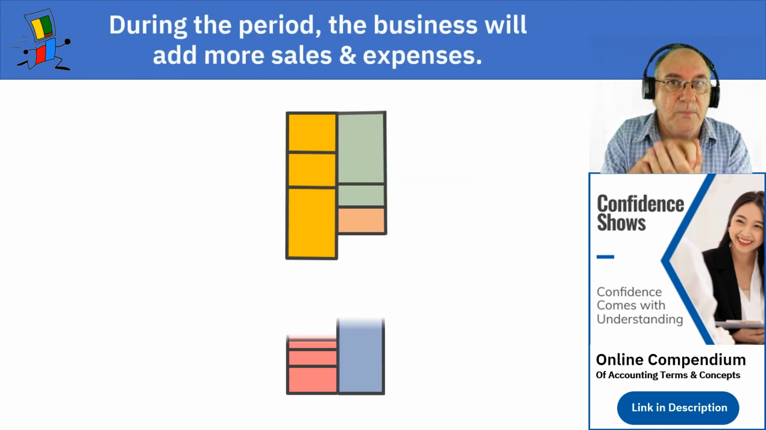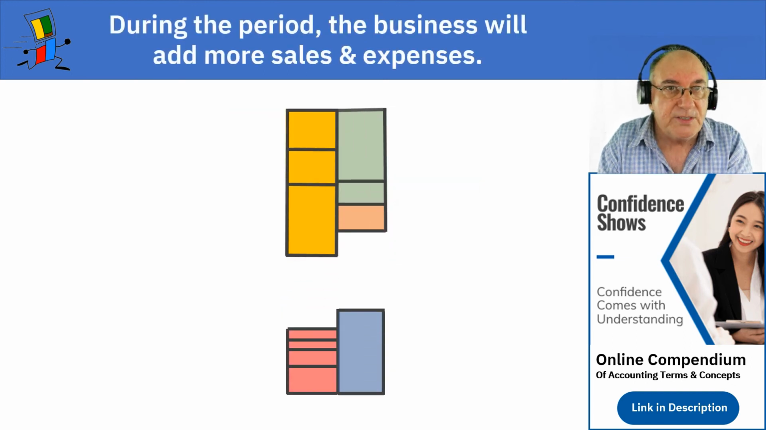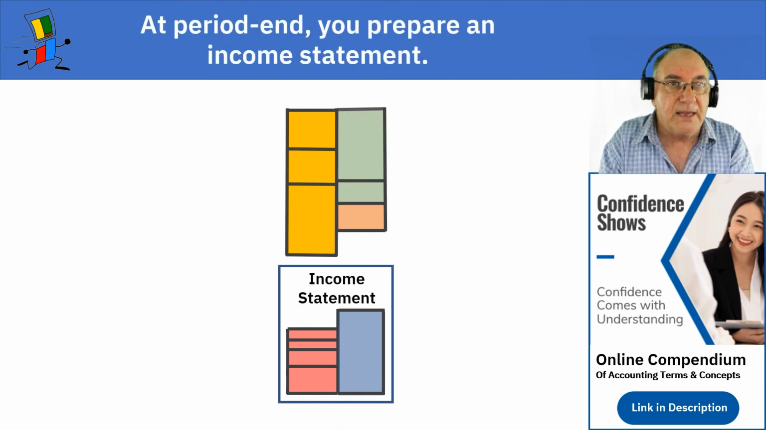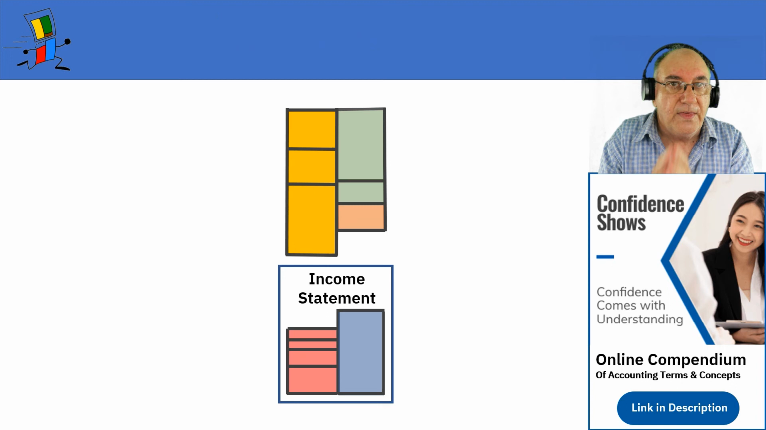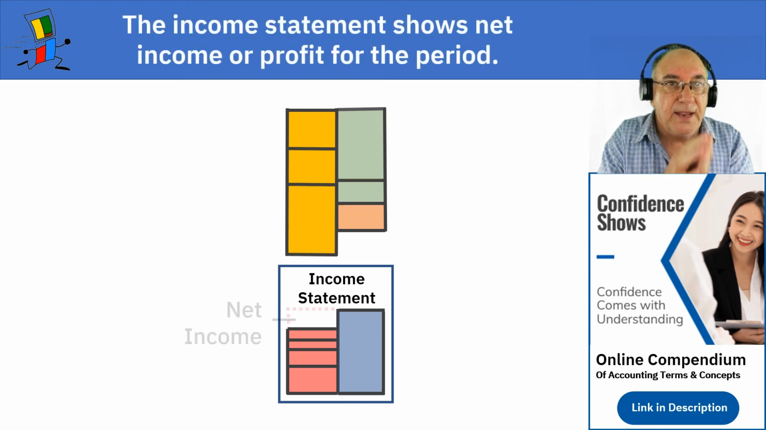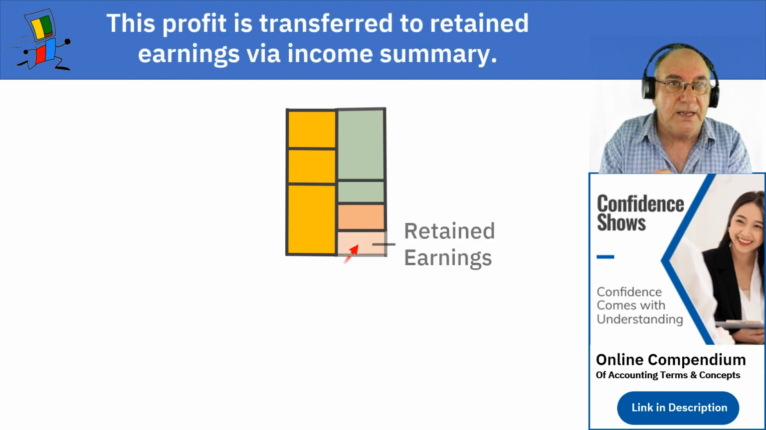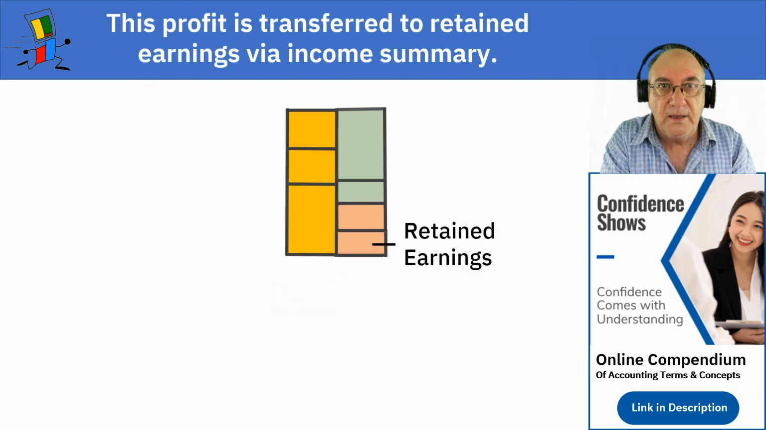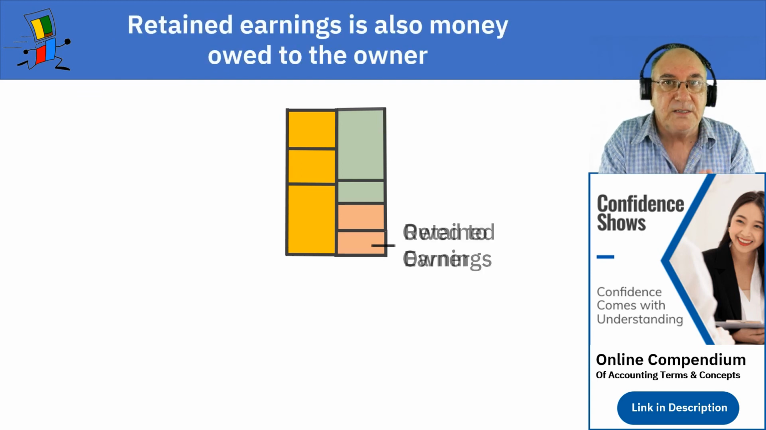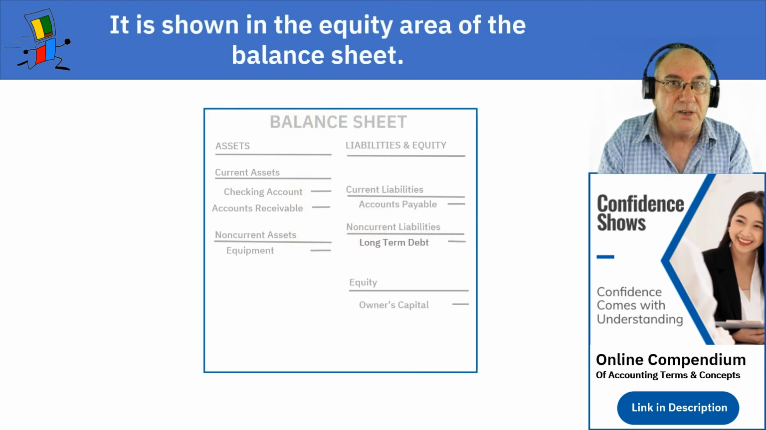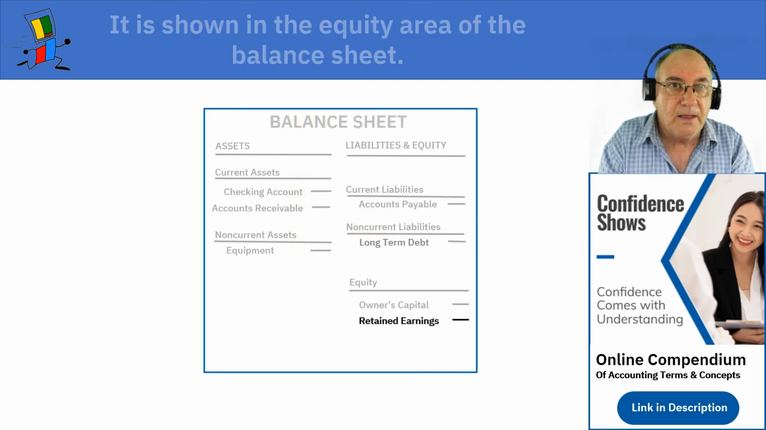During the period, the business will add more sales and expenses. At period end, you prepare an income statement. The income statement shows net income or profit for the period. This profit is transferred to retained earnings via income summary. Retained earnings is money owed to the owner. It is shown in the equity section of the balance sheet.